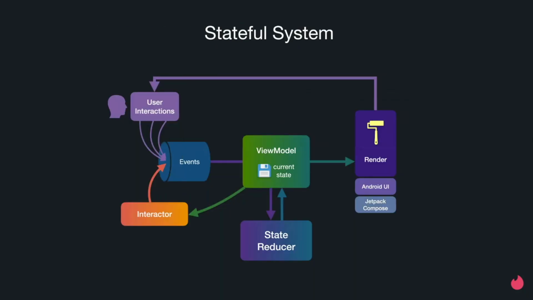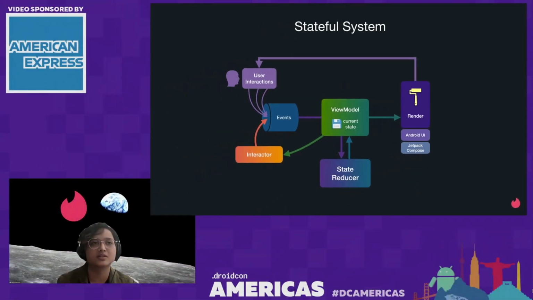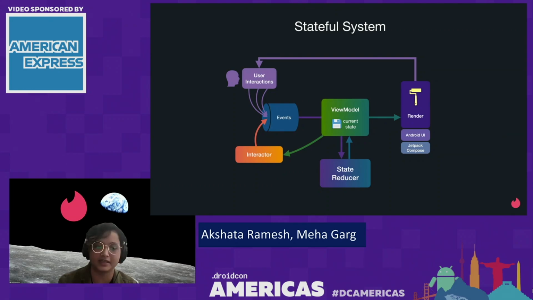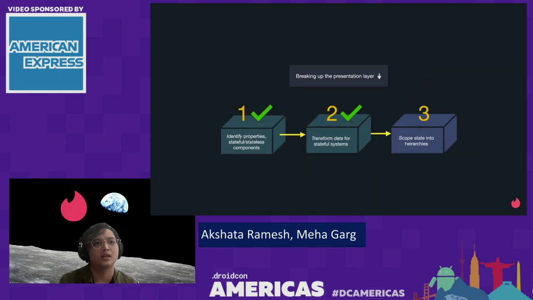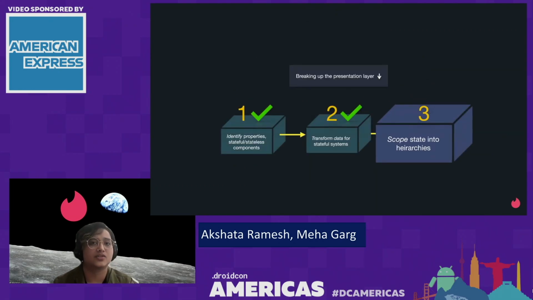Back to our data flow here. Let's say that this constitutes one stateful system. What would this look like if our app complexity were to grow in terms of screens and functionality? And that's where we will look into scoping state into hierarchies.